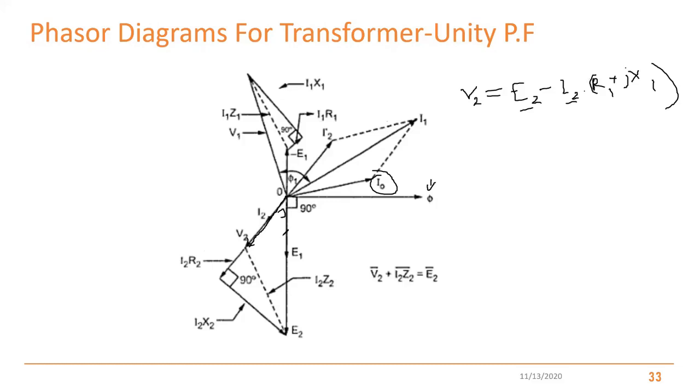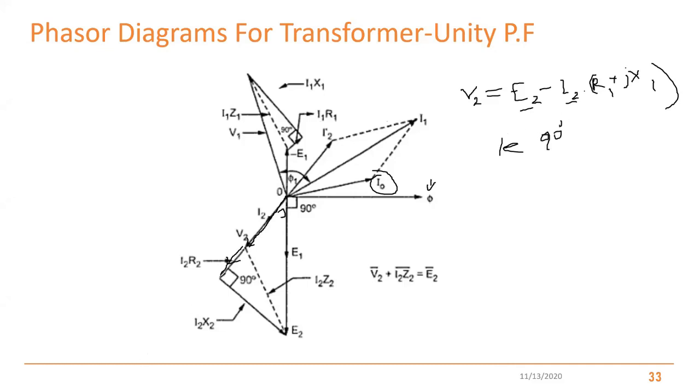Okay, so then I2 R2 becomes in phase with the V2 as well. So then the I2 X2, since it is multiplied by j, should not be lagging, it should be leading by 90 degrees. Okay, leading by 90 degrees.